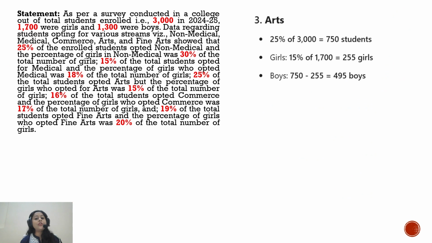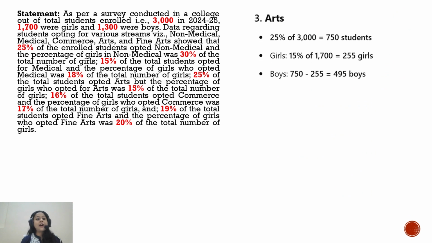Same we will see for the arts stream. In the case of the arts stream, it is mentioned that 25% of the total students opted for arts. So again 25% of 3000, which is 750 students. 15% of the total number of girls opted for arts, so 15% of 1700 is 255. And if you subtract 255 from 750, you will get the number of boys who opted for arts.